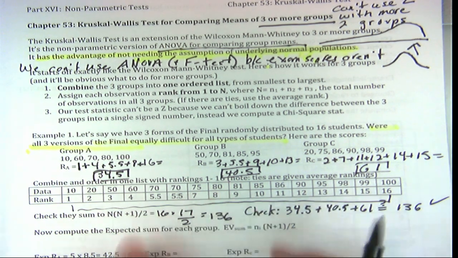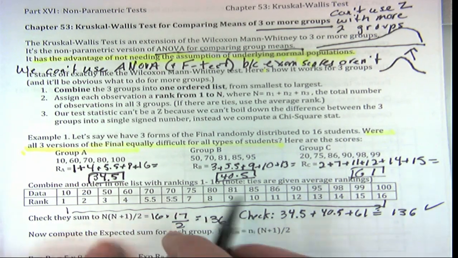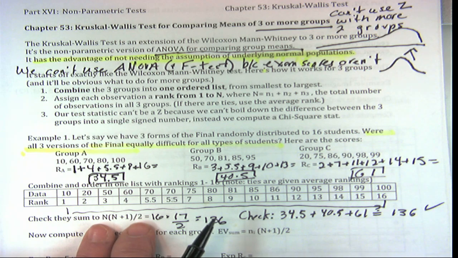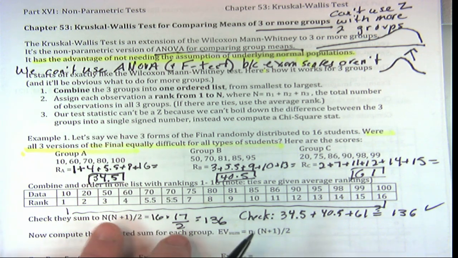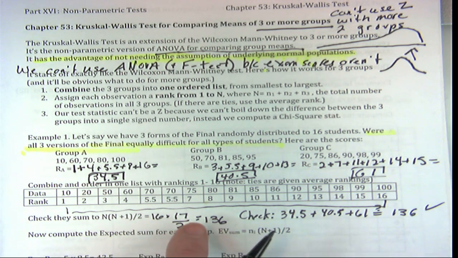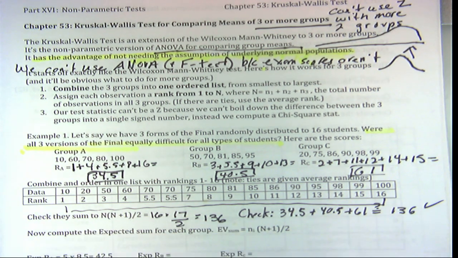So how many of those do we have? N of those. So we have n over 2 of those. So we have n over 2 times n plus 1. So we have 8 pairs, 8 of 17. So that's the way you can remember the formula.